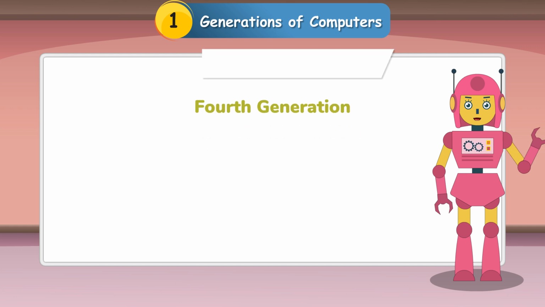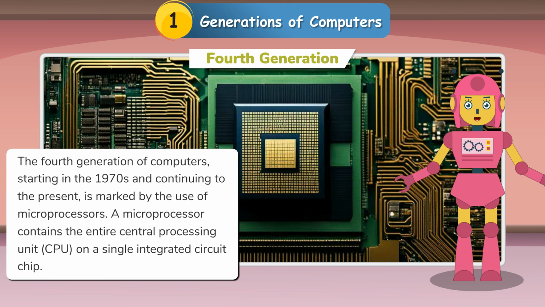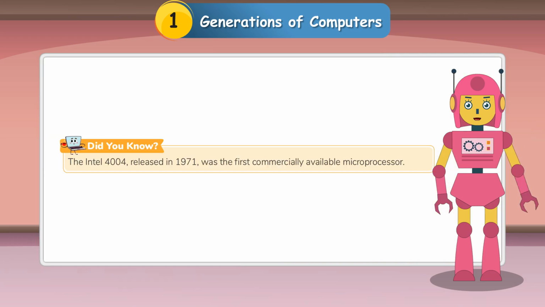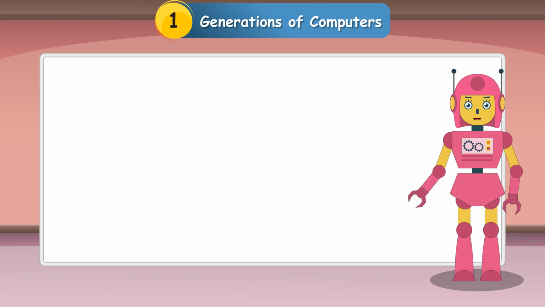Fourth generation. The fourth generation of computers, starting in the 1970s and continuing to the present, is marked by the use of microprocessors. A microprocessor contains the entire central processing unit, CPU, on a single integrated circuit chip. Did you know the Intel 4004, released in 1971, was the first commercially available microprocessor?